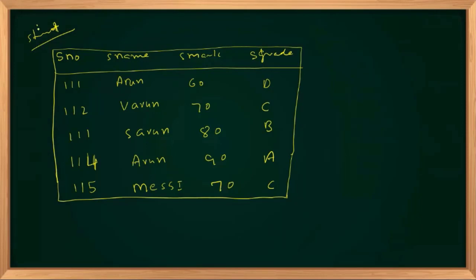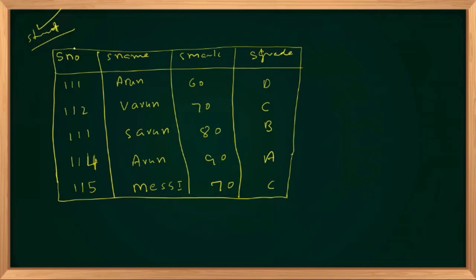Entity is students. What is attribute? Attribute is a column: student number, student name, student mark, student grade. Okay. Then, what is a key attribute? What is key? What is the definition for key?